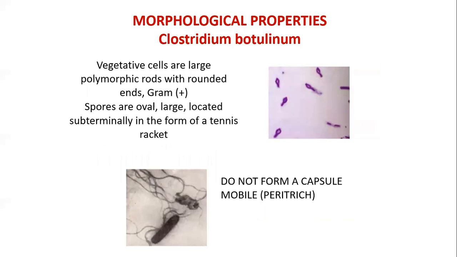Morphological properties of Clostridium botulinum. Vegetative cells are large, polymorphic rods with rounded ends, gram-positive. Spores are oval, large, located subterminally in the form of a tennis racket. Do not form a capsule and are mobile.